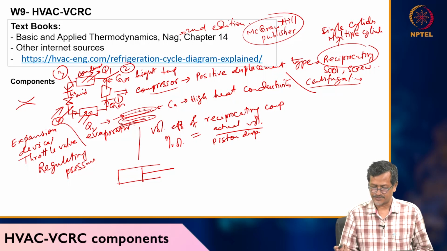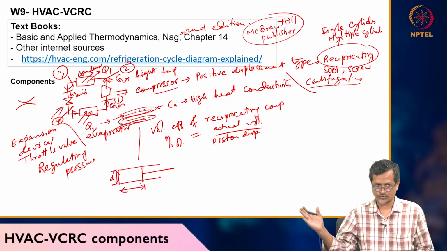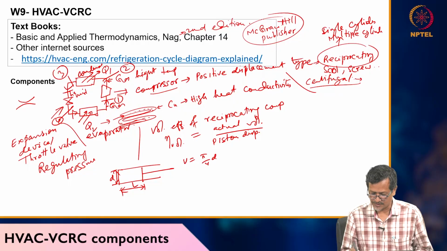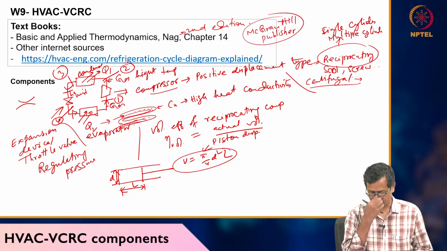But piston displacement volume means, if you know the diameter and you know the stroke length, the forward and backward motion length L, then this volume equals pi by 4 D square into L. So this is the piston displacement volume. If you know the actual volume, how much the piston is delivering, that ratio is called the volumetric ratio.